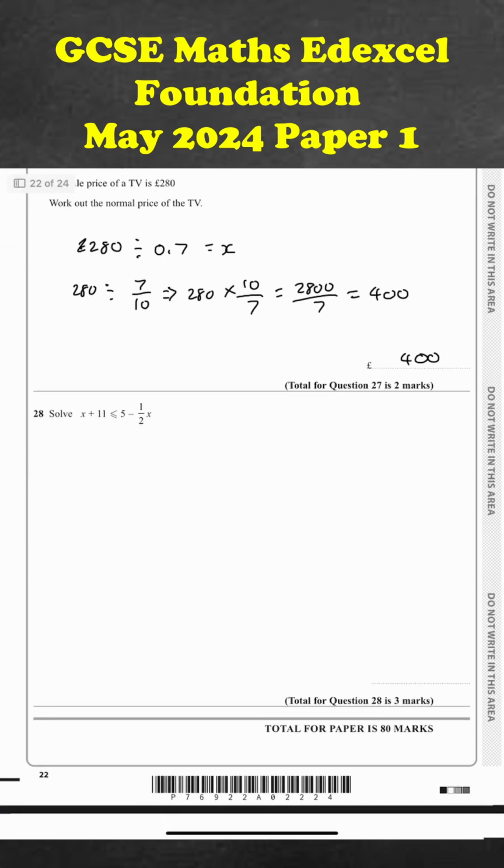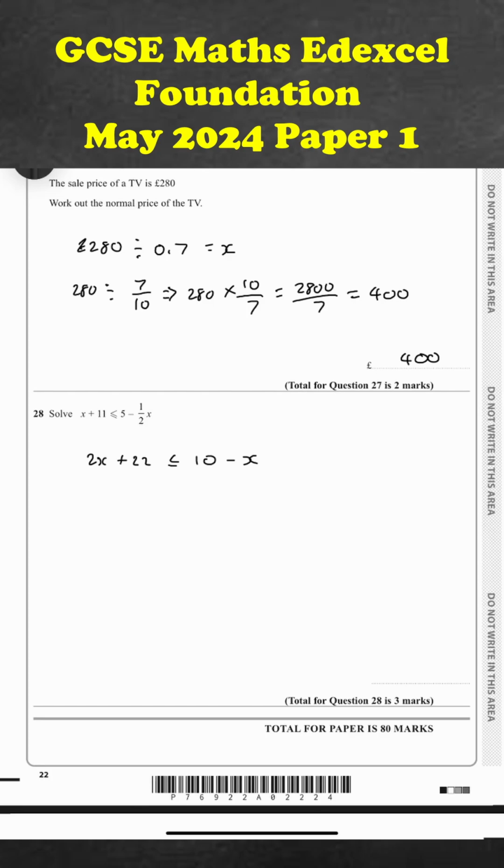And last but not least, question number 28. Solve x plus 11 is less than or equal to 5 minus a half x. I'm going to times everything by 2, so I get rid of that half x. So I'm going to get 2x plus 22, less than or equal to 10 minus x.